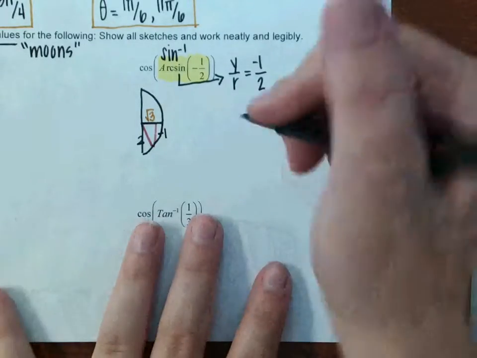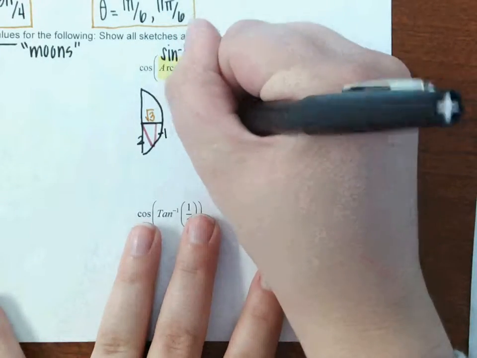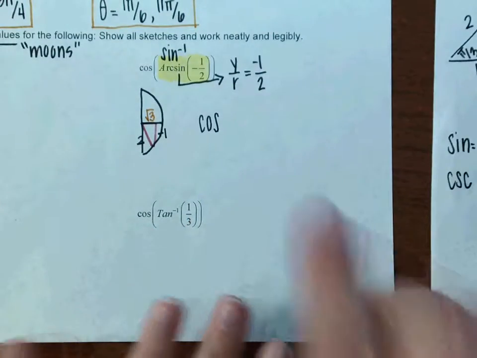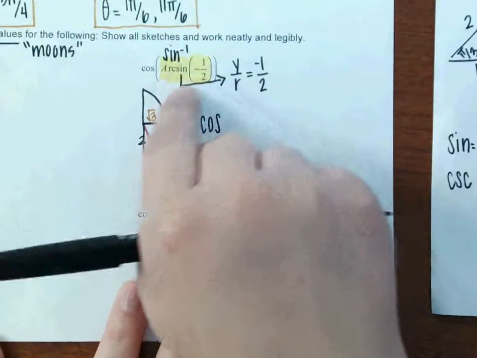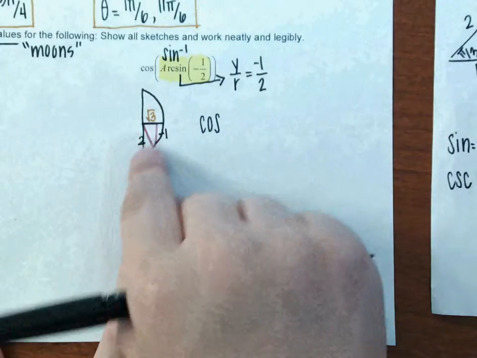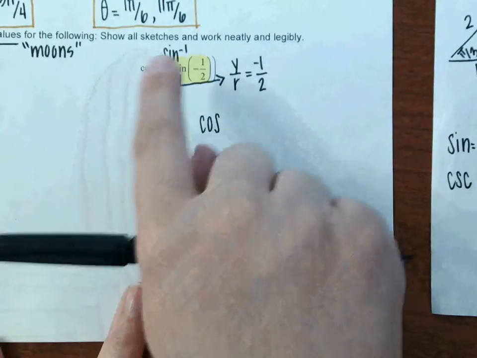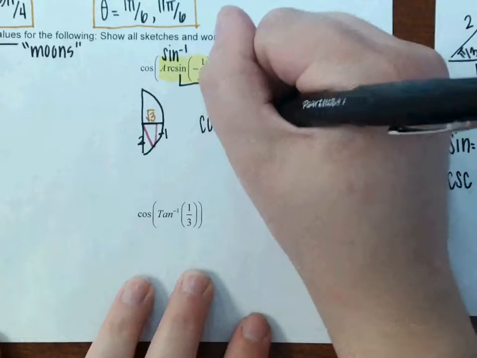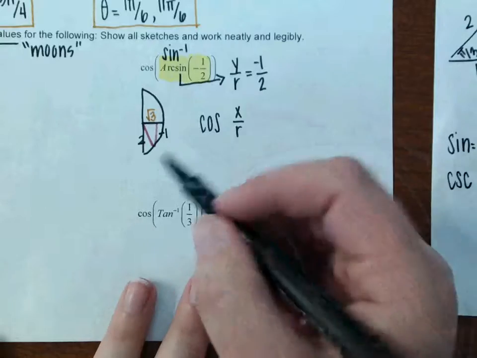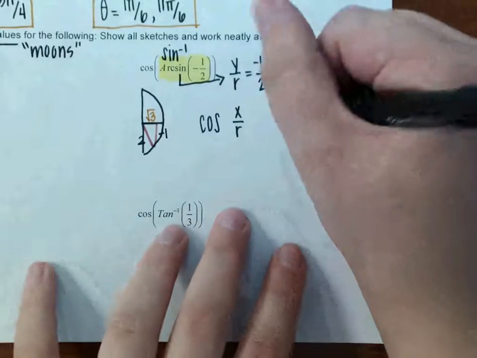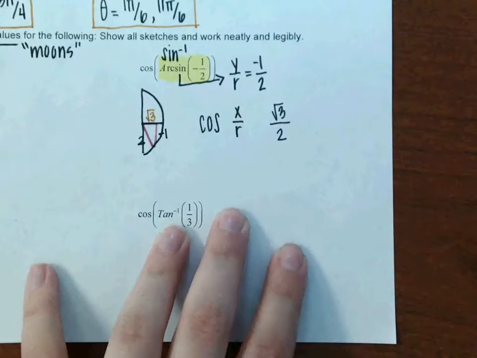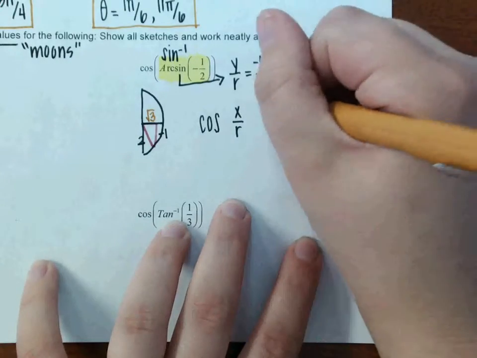Why is the answer square root of 3/2? I got you. Okay, so we have done this part. That part is taken care of. Now we need to find cosine using this data. So cosine is x/r. So our x value with this data is √3, and our r value is 2. So our answer to the whole thing is √3/2.